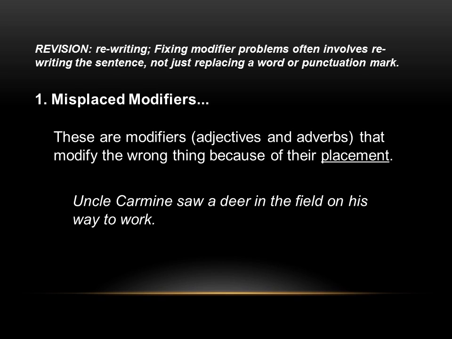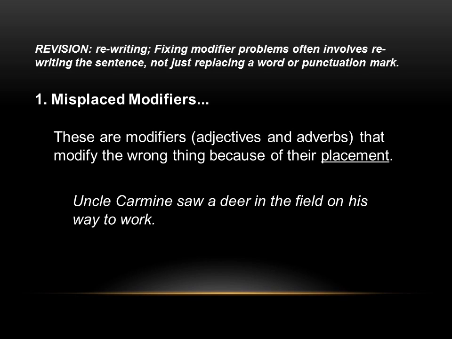Uncle Carmine saw a deer in the field on his way to work. There's a phrase in that sentence that causes a really weird reading of that sentence. The deer was on his way to work. Right? So either in the field or on his way to work needs to move around somehow. And it's that last phrase, on his way to work. Because the last thing that comes before it that could be on his way to work is either a field or the deer. So it's confusing either way.